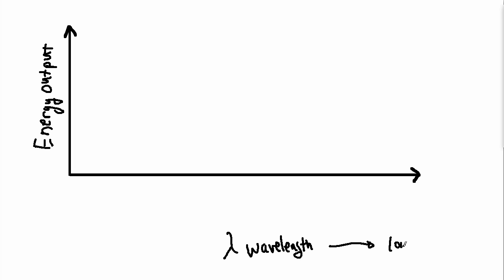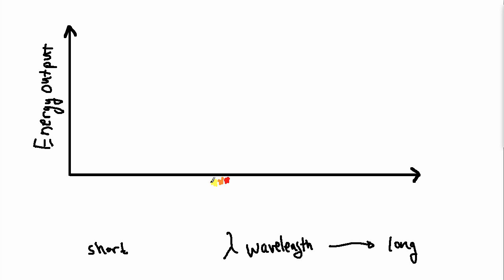Okay, to get us started, I'm going to draw a graph, and the vertical axis I'm going to label as energy output. And so greater energy will be high up on the graph and lower energy output will be low down on the graph. And on the horizontal axis, I'm going to label wavelength with longer wavelengths towards the right and short wavelengths on the left towards the origin of the two axes.